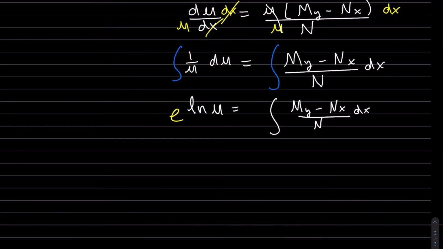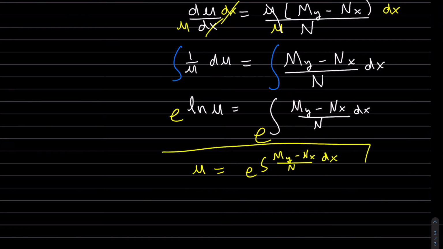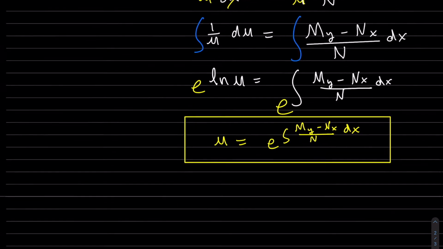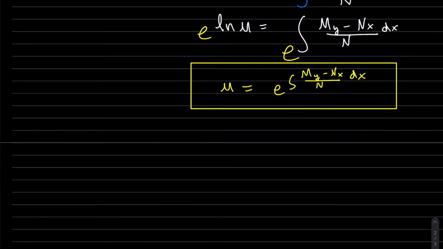To solve for mu, we have to take e of both sides. So mu is e to that integral. So I want to do this again, but I want to choose mu in terms of y only. Sometimes we have to use it in terms of y because this one doesn't work.